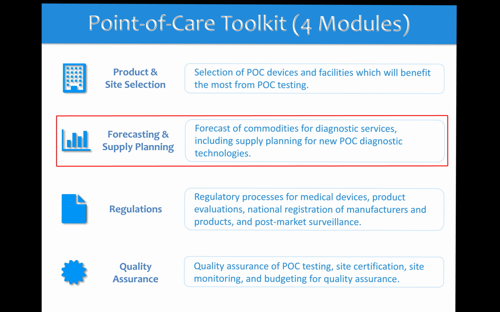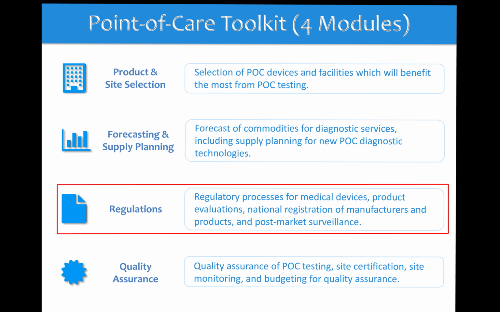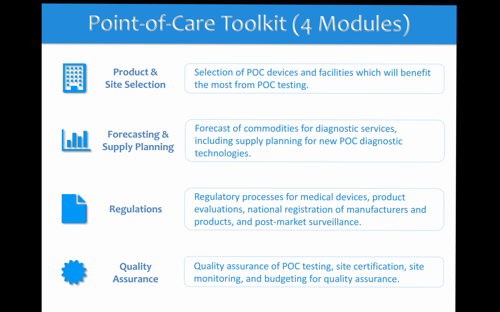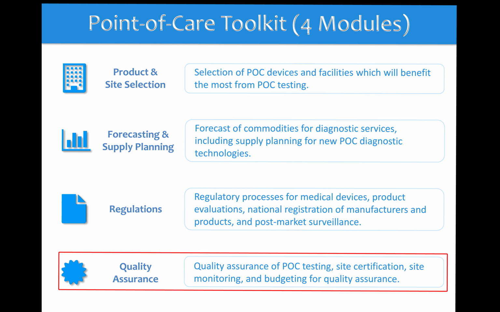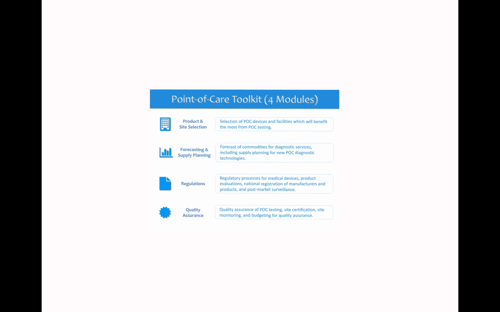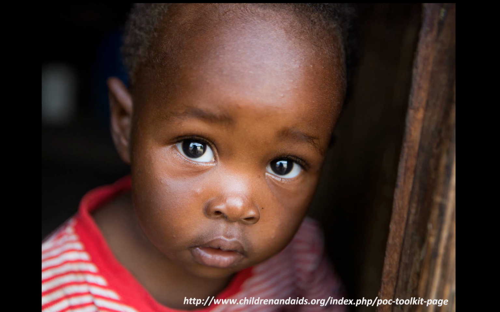Forecasting and Supply Planning. It includes tools to help national programs forecast diagnostic commodities, as well as supply planning for point-of-care technologies. Regulations. It includes information about regulatory processes and frameworks for medical devices, product evaluations, national registration of manufacturers and products, and post-market surveillance. Quality assurance, which includes topics such as quality assurance of point-of-care testing, site certification and monitoring, and budgeting for quality assurance. The Point-of-Care Toolkit is available in English, and the associated guidance document is available in both English and French. They can be accessed through the Children and AIDS website, whose address is shown here.